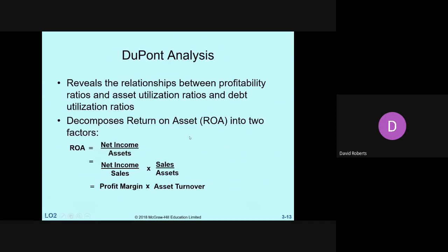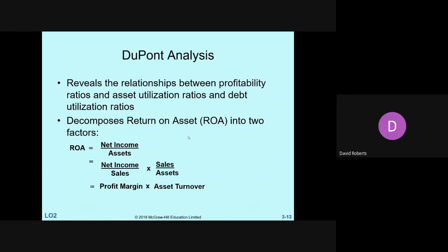DuPont analysis. In this case, it breaks the return on assets into two components. It takes the net income and divides it by sales, which is your profit margin, and it takes the sales and divides it by assets, which is your asset turnover. You want high asset turnover and you want high profit margins.